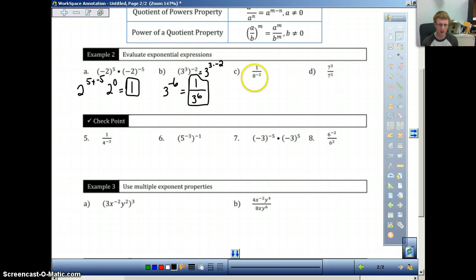Okay, here we have 1 over 8 to the negative 2nd. Because it's negative 2nd on the bottom, we will move this entire thing up to the top. So that will just be 8 to the 2nd, which is equal to 64.